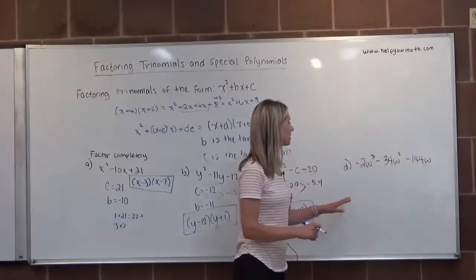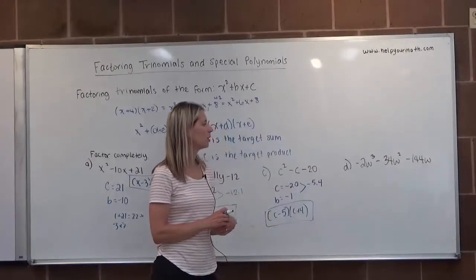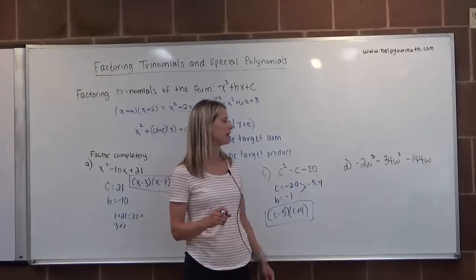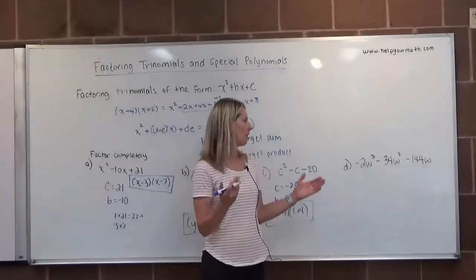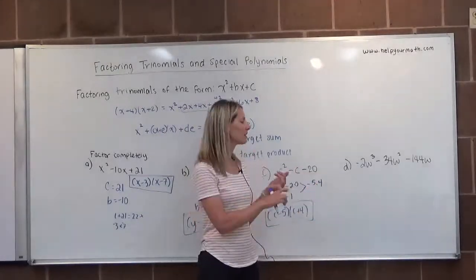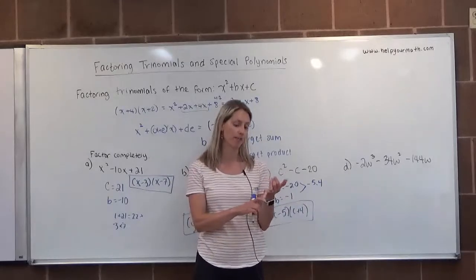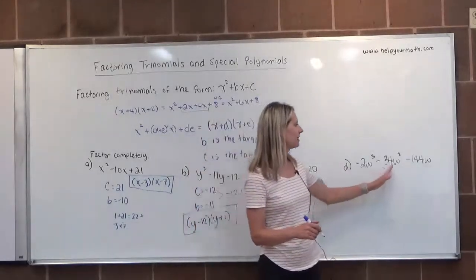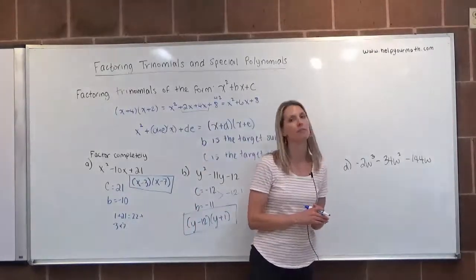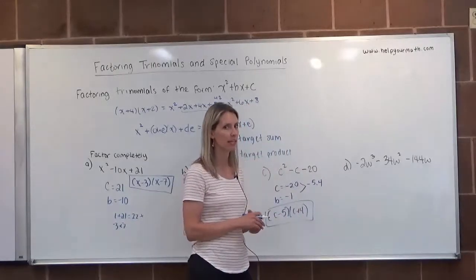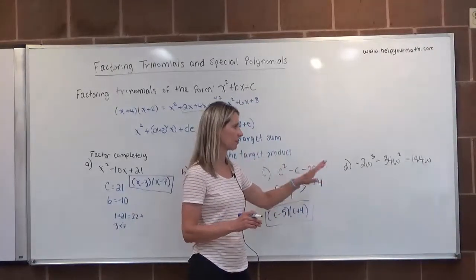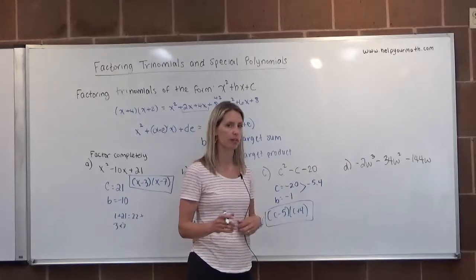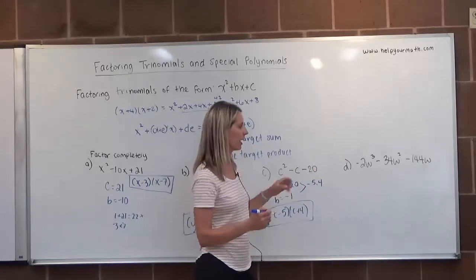Last but not least, negative 2w cubed minus 34w squared minus 144w. We have a few issues here. First of all, the leading term is negative, so I want to factor out a negative, but also I see that the three terms have a GCF. I want to make sure I pull out that GCF, and I can show you why after I pull it out and get the correct answer. Then I can show you why we need to pull it out.